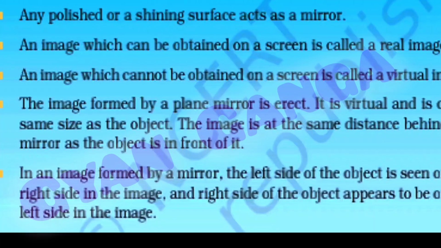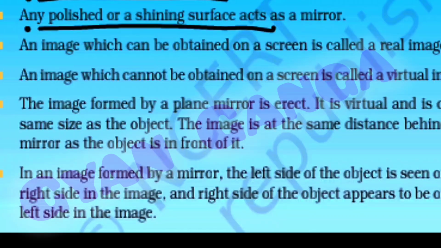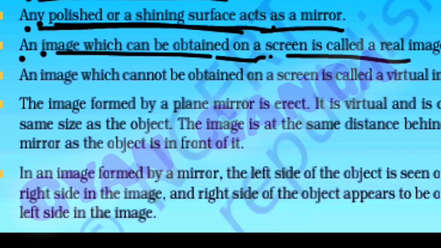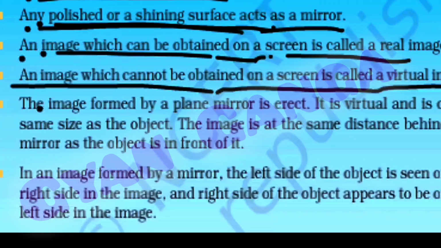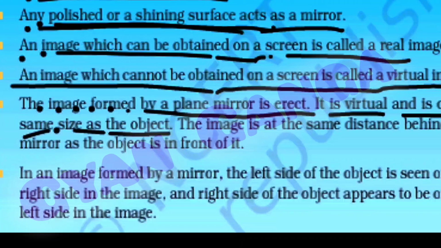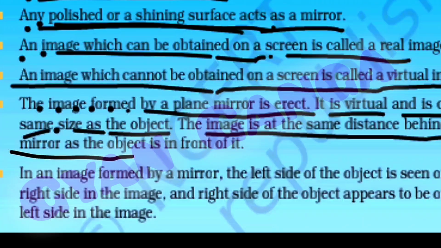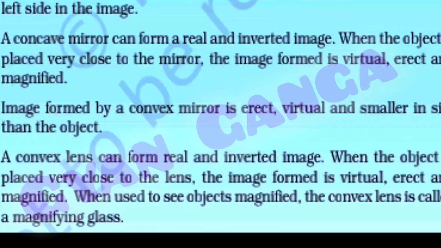Now come to the last part of the chapter, that is, the summary. Light travels along a straight line. Any polished or shining surface acts as a mirror. An image which can be obtained on a screen is called a real image. An image which cannot be obtained on a screen is called a virtual image. The image formed by a plane mirror is erect. It is virtual and is of the same size as the object. The image is at the same distance behind the mirror as the object is in front of it. In an image formed by a mirror, the left side of the object is seen on the right side of the image, and the right side of the object appears on the left side in the image.